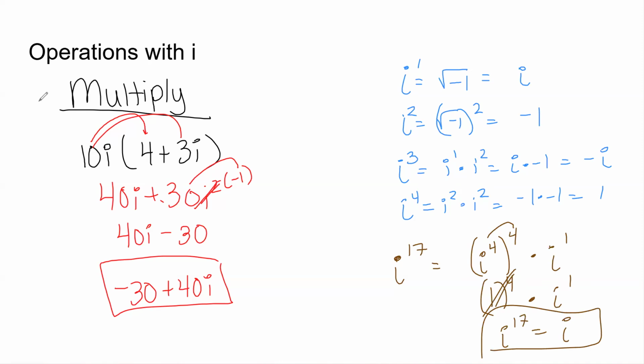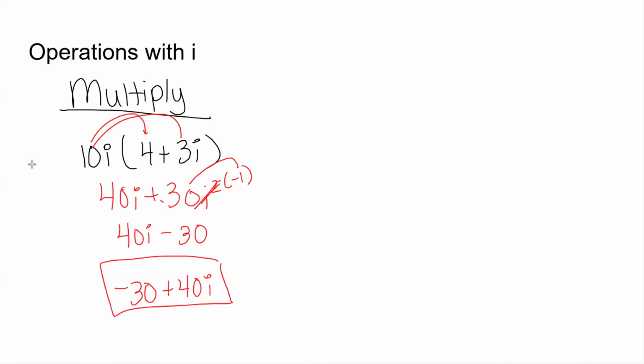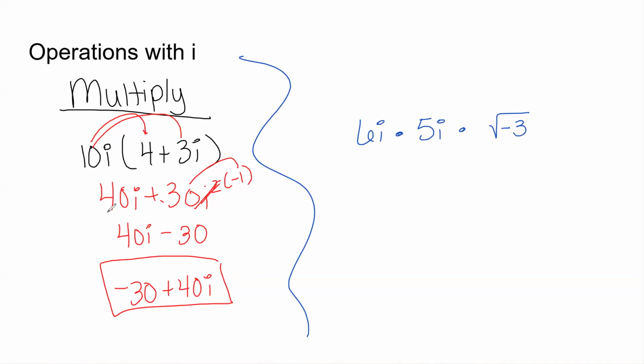So that being said, my next multiplication problem is going to be 6i times 5i times root negative 3. No, negative 16. How about that? So that's 6i times 5i times, this is really root negative 1, root 16. So i 4. Now that looks bad. So let's say that's 4i. And there we go. Now multiply all the numbers as normal.